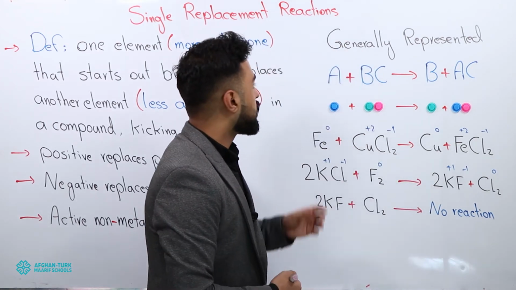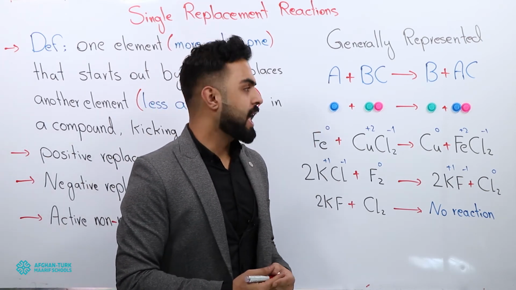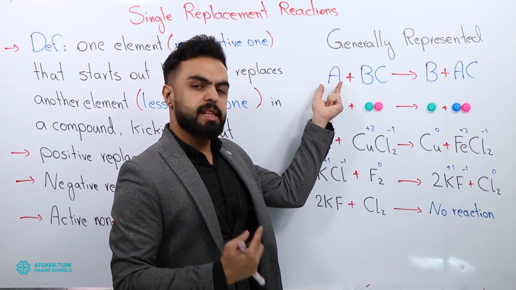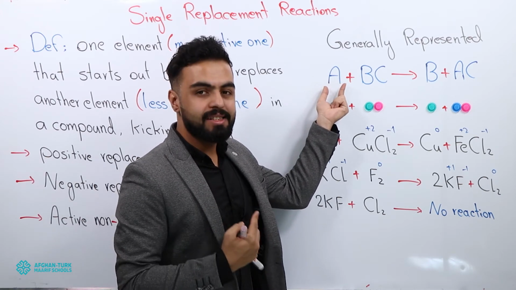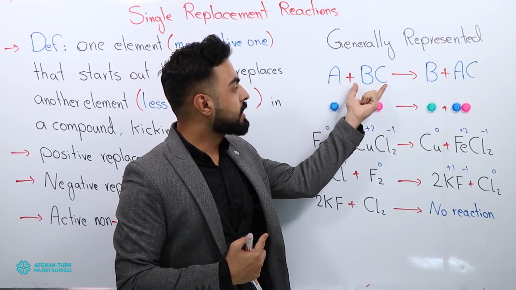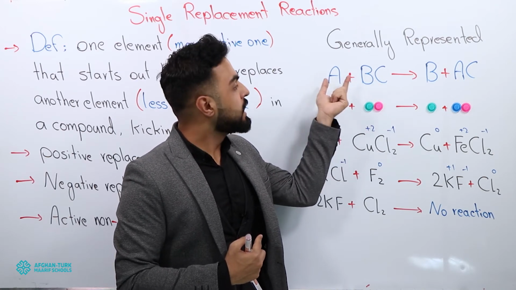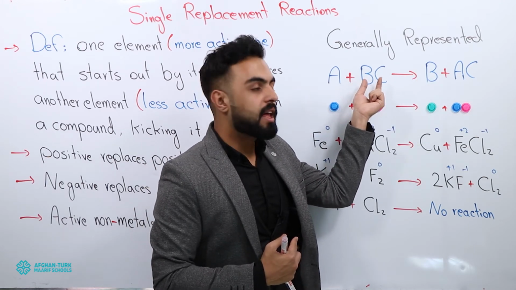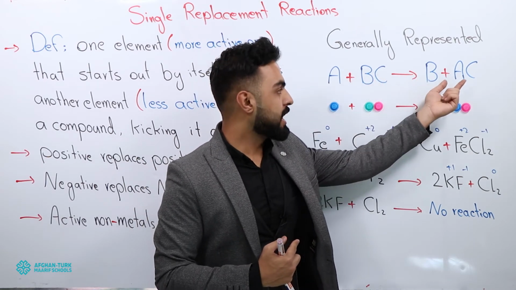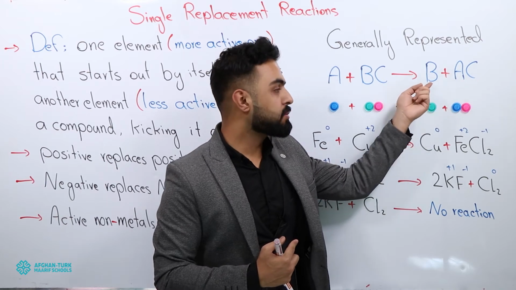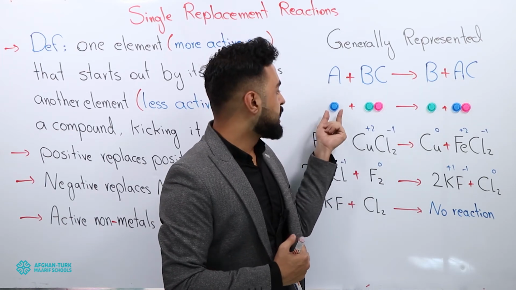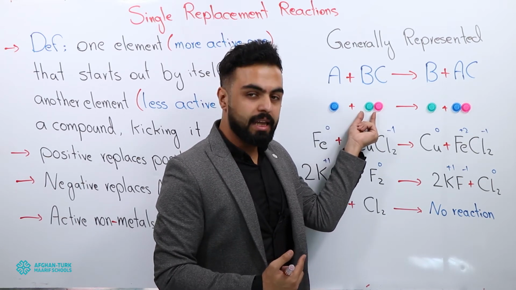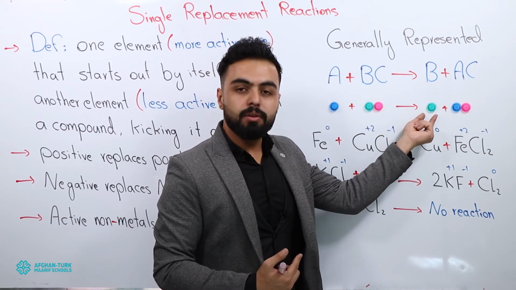So here we are with the general representation. How do we show these kinds of reactions? There is one element standing alone at first, and there is a compound. This element replaces one of the elements from the compound, takes its place, and kicks it out of the compound. Like this, the blue element replaces the green, and the green is out of the compound.